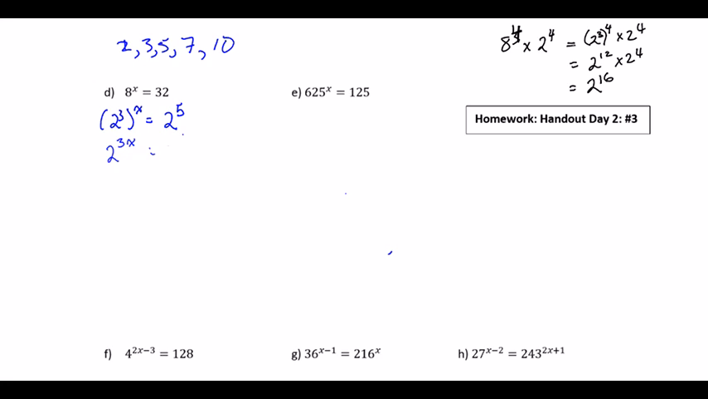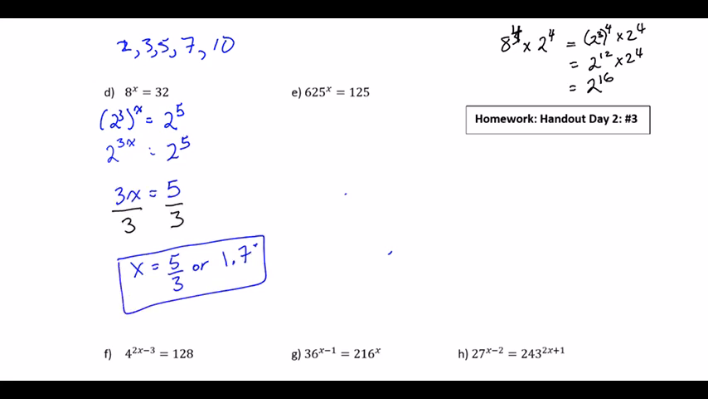2 to the 5. So now that our base is the same, we go back to what we were doing before. We drop the base, and now we solve for x by dividing both sides by 3, and we end up with x is equal to 5 over 3, or 1.7.